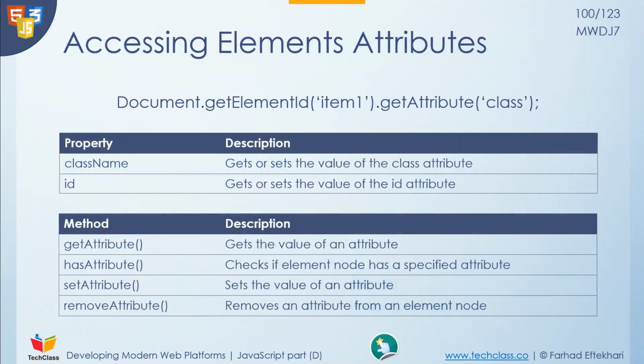All right, now here we can see how to get access to elements' attributes. So here, as you could see, getElementById, and then the ID of that HTML element, and then we can use the getAttribute method, and then the name of the attribute, which in this example is class. And there are also other different properties and methods that you can use in order to have access to HTML elements' attributes. You can also try by yourself to see how you can do it.